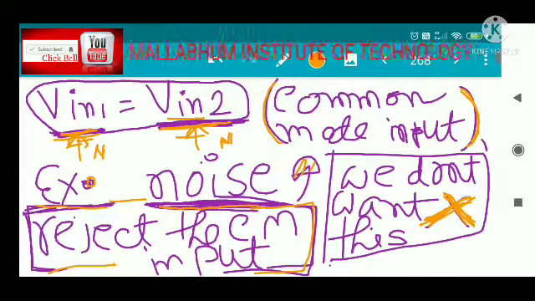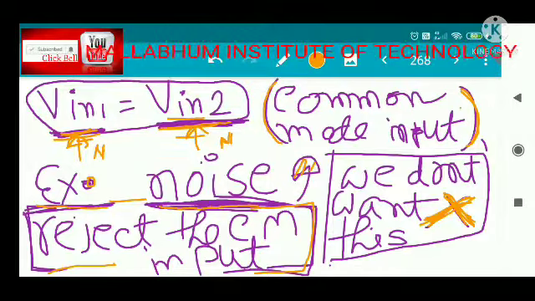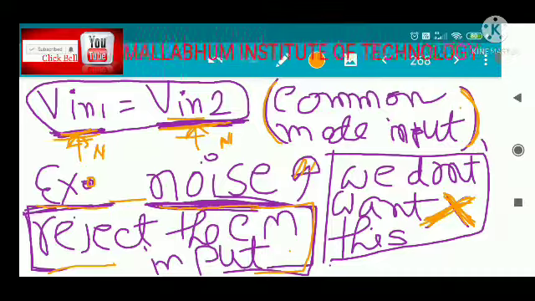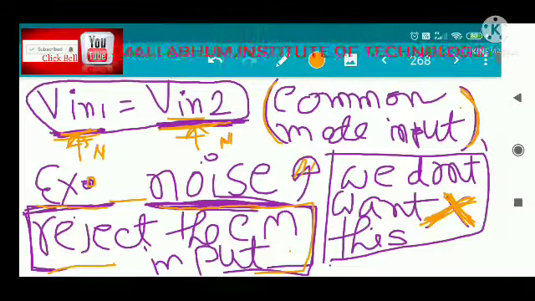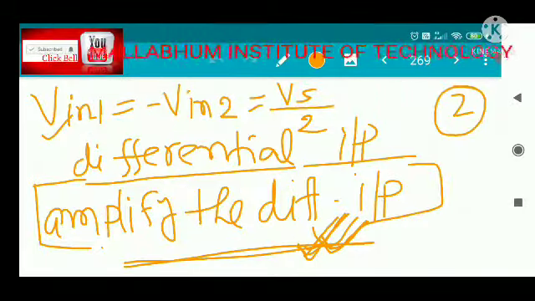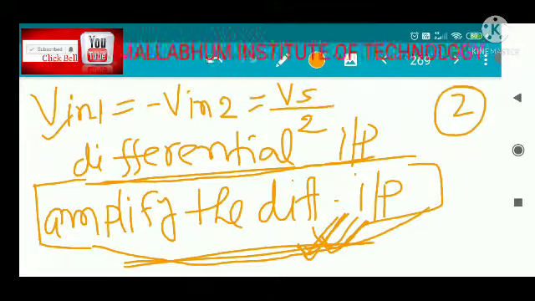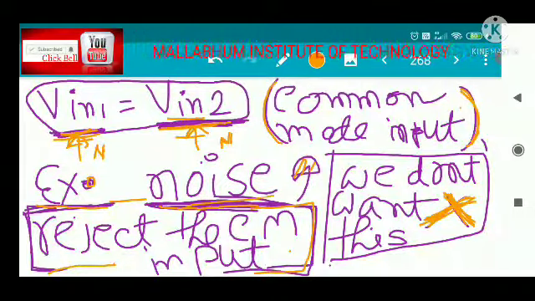So that is all about the common mode input and the differential mode input. We want the differential input to be amplified, and I want to reject the common mode input. Common mode input is nothing but your noise signal.